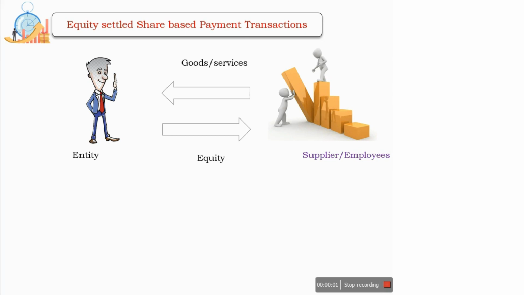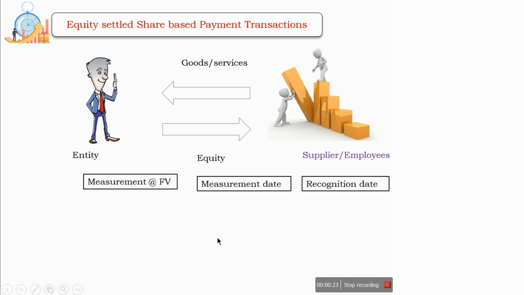Let's look into the equity settled share-based payment transactions. When an entity receives goods and services from its suppliers or employees and it is going to settle that liability in the form of equity shares or options, then we have to look at how it has to be measured, what will be the measurement date and what will be the recognition date. Ind AS 102 provides two different treatments: one for employees and another for non-employees.